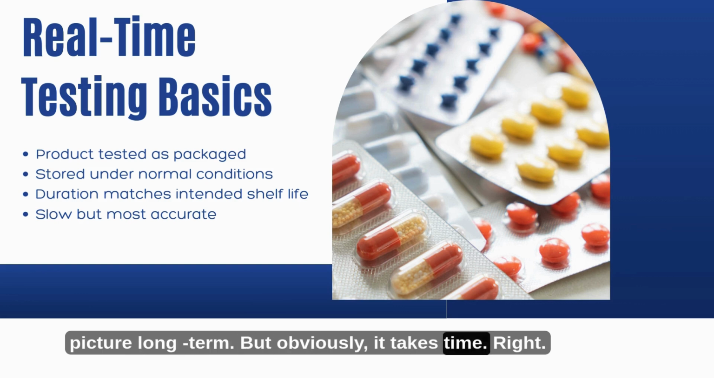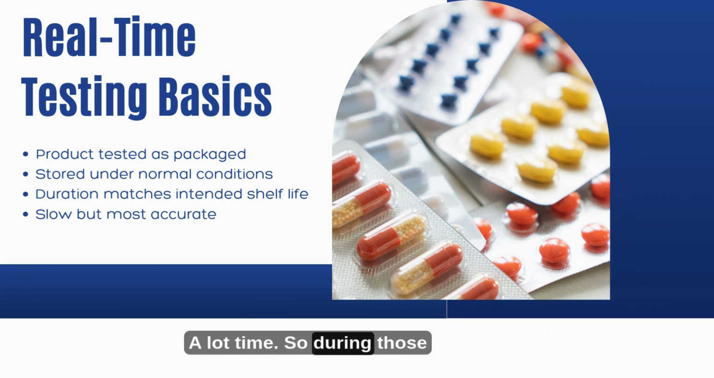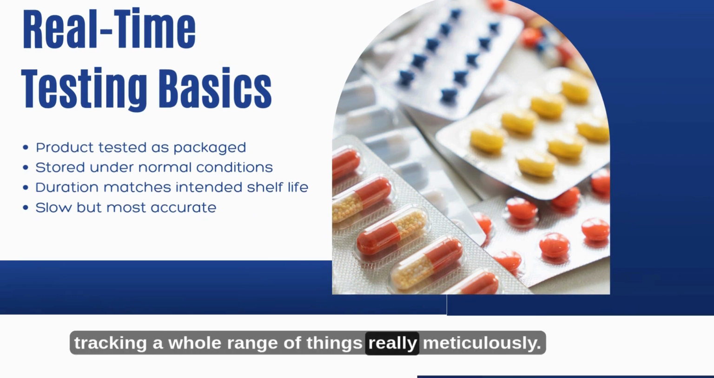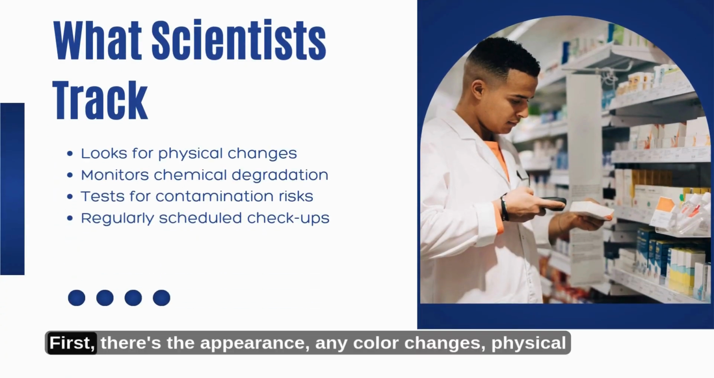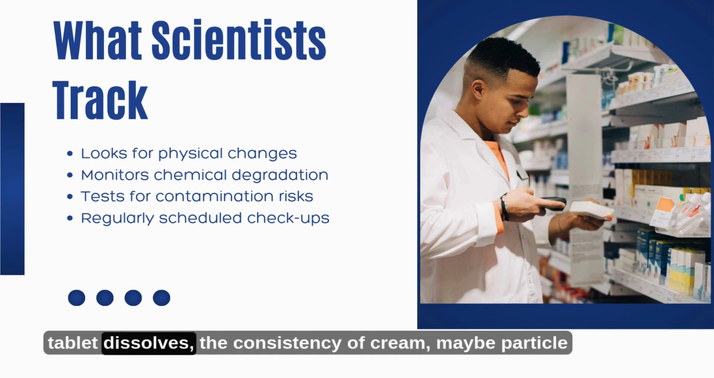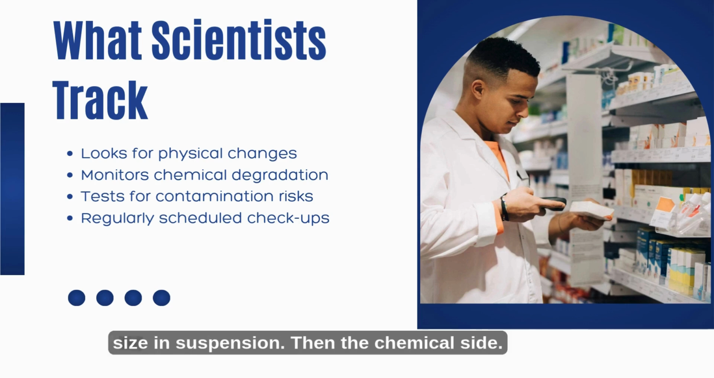But obviously it takes time. Right, a lot of time. So during those potentially years, what are scientists actually looking at? What are they measuring? They're tracking a whole range of things really meticulously. First, there's the appearance, any color changes, physical deterioration, that sort of thing. Then physical attributes like how quickly a tablet dissolves, the consistency of a cream, maybe particle size in a suspension.